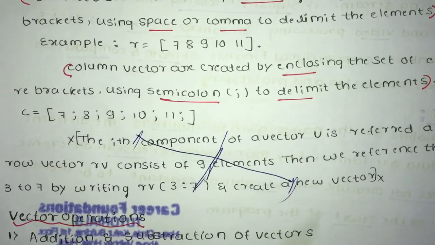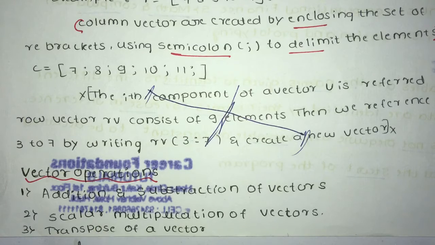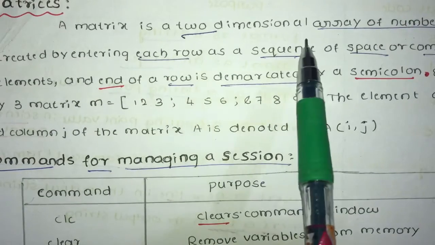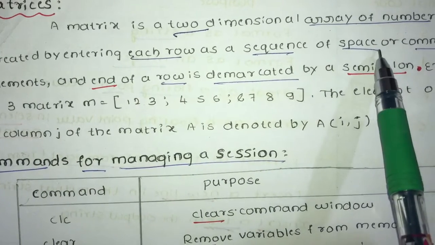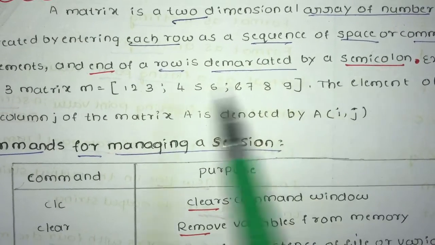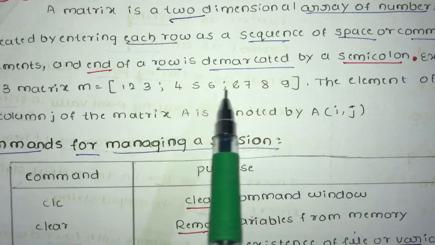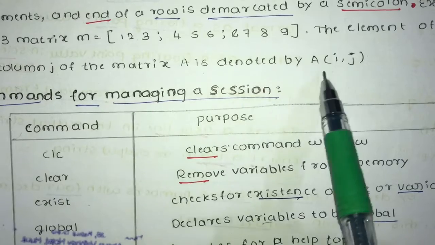Vector operations. The operations on vectors are addition and subtraction of vectors, scalar multiplication of vectors, as well as the transpose of vectors. And next we have matrices. So what is a matrix? A matrix is nothing but a two-dimensional array of numbers, and a matrix is created by entering each row as a sequence of space or comma separated elements, and the end of a row is demarked by a semicolon. Example, a 3 by 3 matrix is 1, 2, 3 first row, 4, 5, 6 second row, 7, 8, 9 third row, and every row is separated by a semicolon. The element of row i and column j of the matrix is denoted by A of i, j.